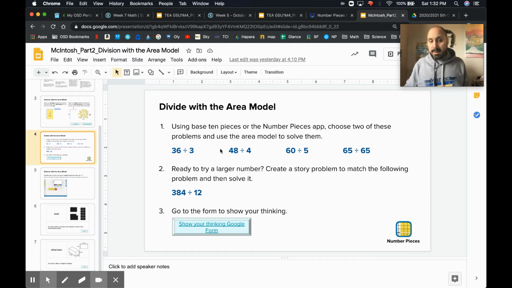So number 1 says using base 10 pieces. So if you have your box, you can use those for right now as well. You can pull those out on your desk, use those. Or you can use the Number Pieces app. That's what Mr.